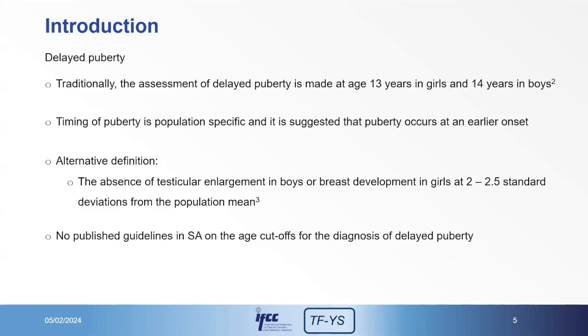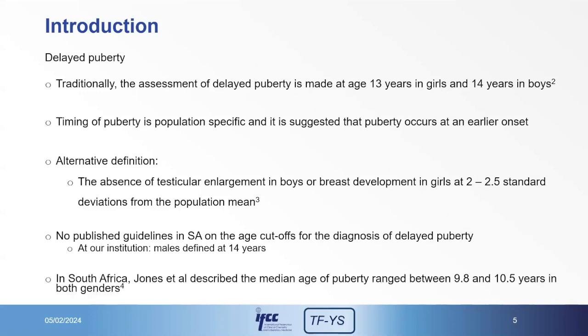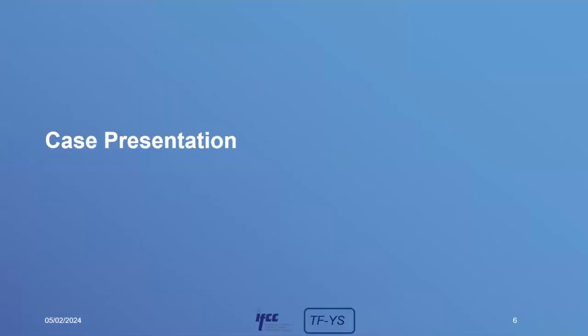In South Africa, we unfortunately don't have any published guidelines on the age cutoffs to make the diagnosis of delayed puberty. However, at our institution, our pediatric division utilizes the cutoff of 14 years in males. There has been a study performed by Jones et al. in South Africa who described the median age of puberty in our setting to range between 9.8 and 10.5 years for boys and girls across different races, which is in keeping with the suggestion that puberty is occurring at an earlier age. So I'll now start off with our case presentation for this patient.